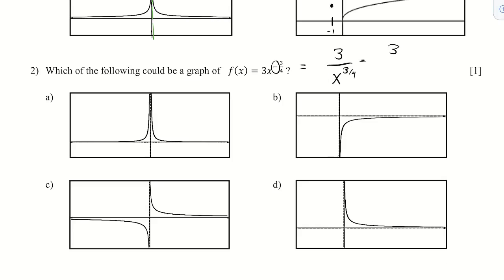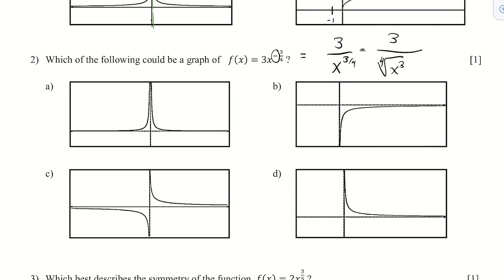Now I'm going to also rewrite it another way. I'm going to say the 4th root of x to the 3rd power. Something to keep in mind: if I have, let's say, a square root of -1, we know that this is not a real solution.